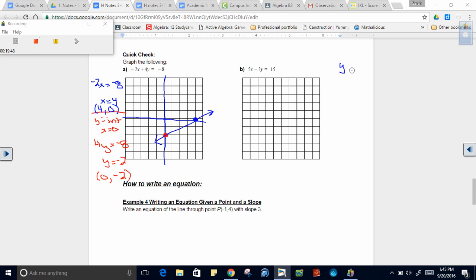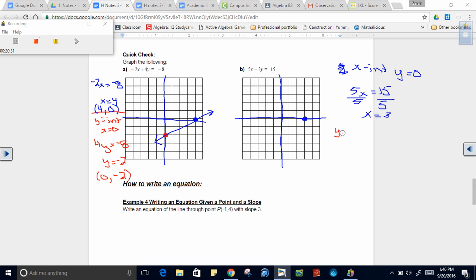Next, to get my x-intercept, I need to make y equals 0. If I make y 0, this whole thing is gone. So I have 5x equals 15, divide both sides by 5. X will be 3. So we could plot that. Okay, so on my x, I'd go over 3, make a point. That's a positive 3.